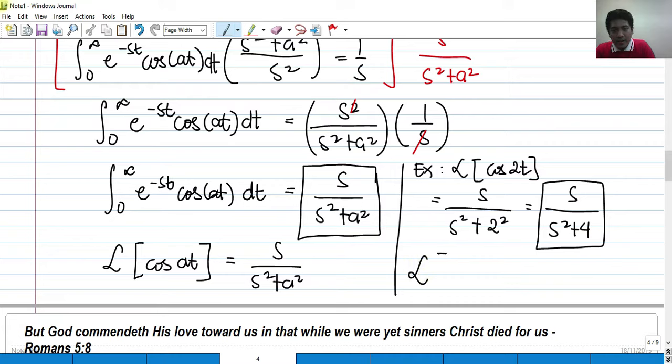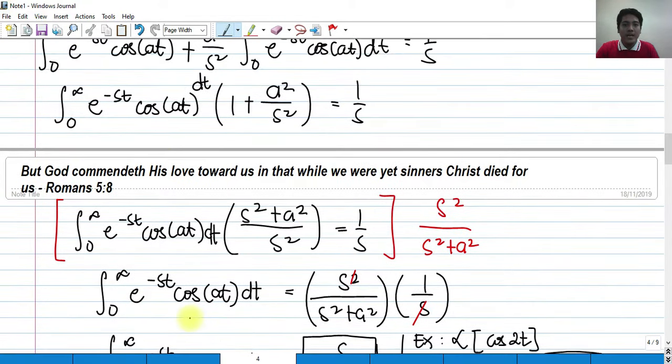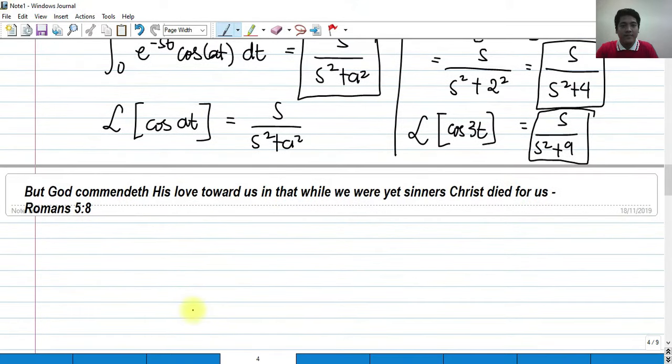Another example, take the Laplace transform of cosine of 3t. So that would be s over s squared plus 3 squared, which is a squared. So we have 9 here. So that's how we find the Laplace transform for cosine.